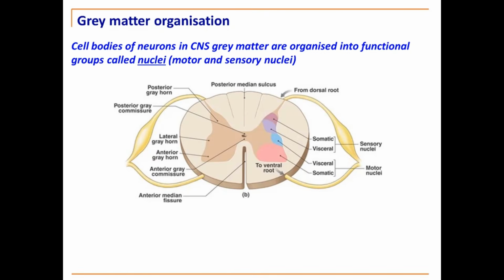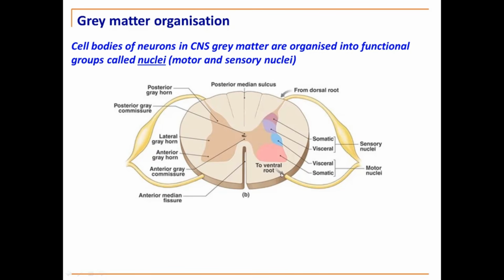So again, here's a nice little image. We have our sensory neurons. They come in through the dorsal root, and there's our dorsal root ganglion where the cell body is. They come in and synapse in the dorsal horn. If it's somatic, it goes there, so your skeletal muscle, for example. If it's visceral, so your internal organs, it'll synapse at this point.